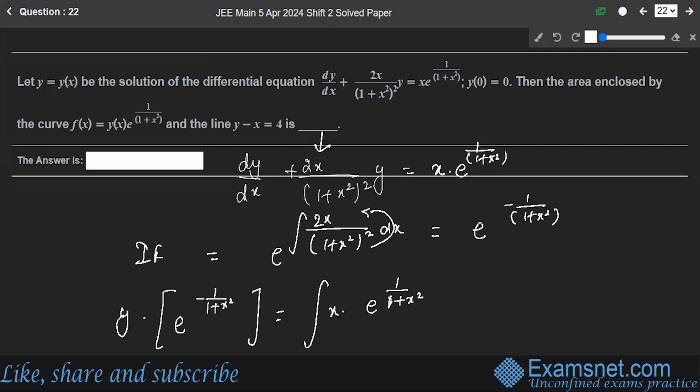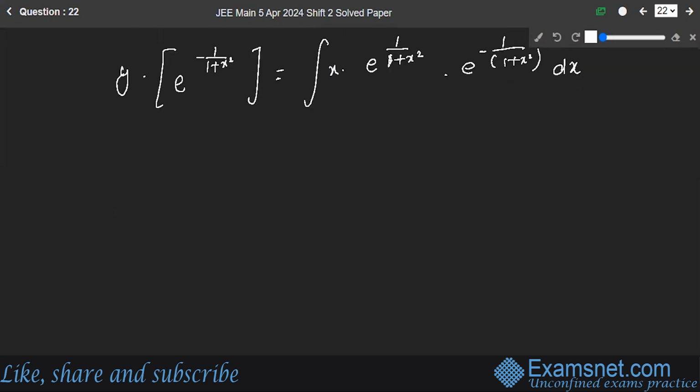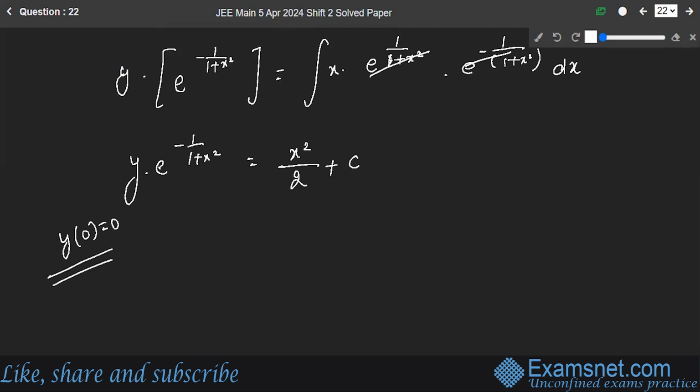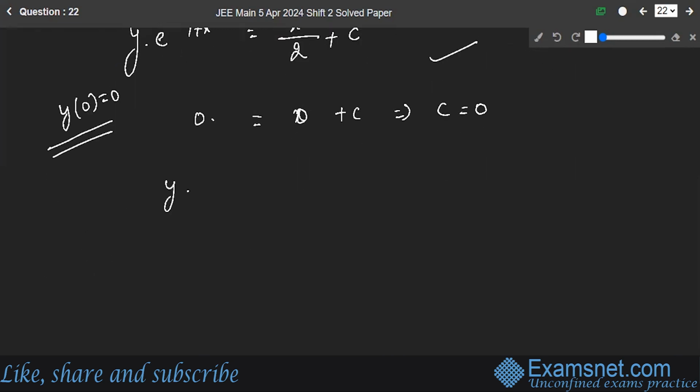First of all, let's write this into the integrating factor here, dx. So if you solve it, you will have y into e raised to power this, and they will actually cancel out each other. This will be equal to x square by 2 plus c. You are given in the question that y of 0 is equal to 0. So that means 0 is equal to x square, that is 0, plus c, which gives you c is equal to 0. So what does this equation now become? It becomes y into e raised to power minus 1 upon 1 plus x square is equal to x square upon 2.